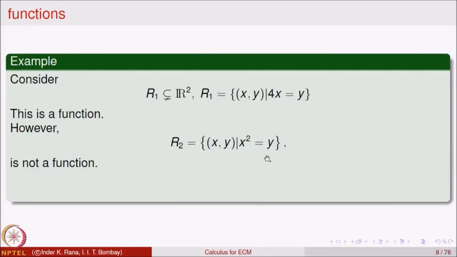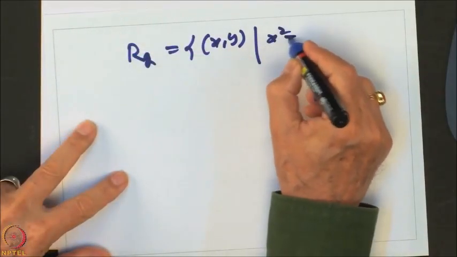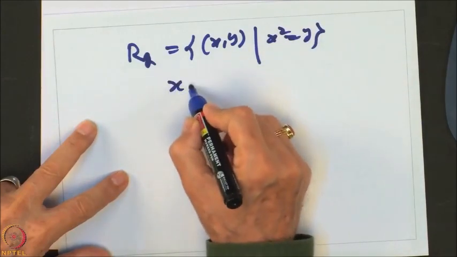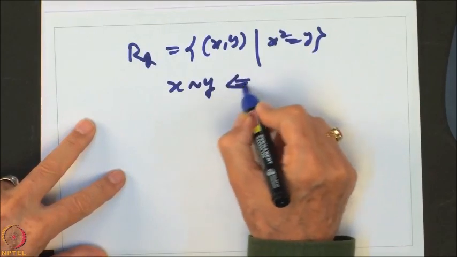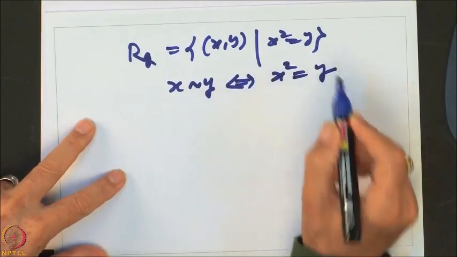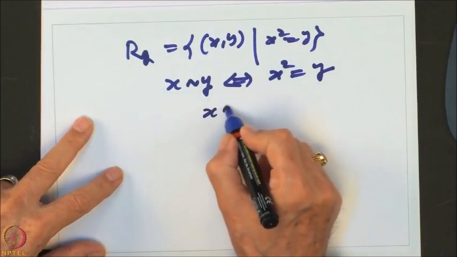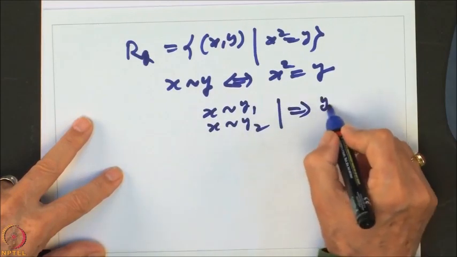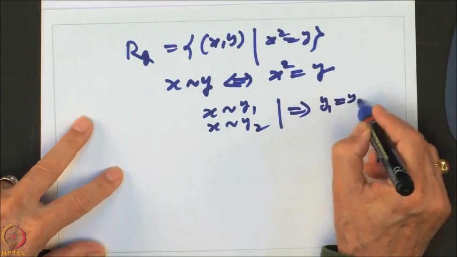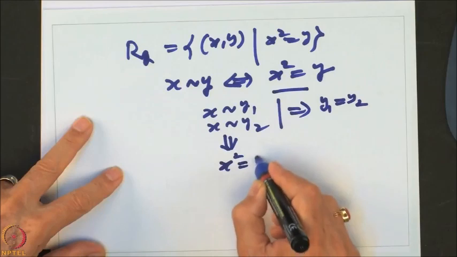So, the relation on R is (x, y) such that x square is equal to y. That means x is related to y if and only if x square is equal to y, right. So, it will be a function if x related to y 1 and x related to y 2 should imply y 1 is equal to y 2. But this implies from here x square is equal to y 1.